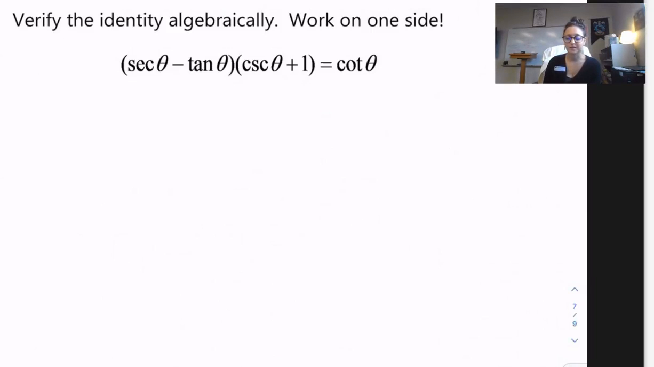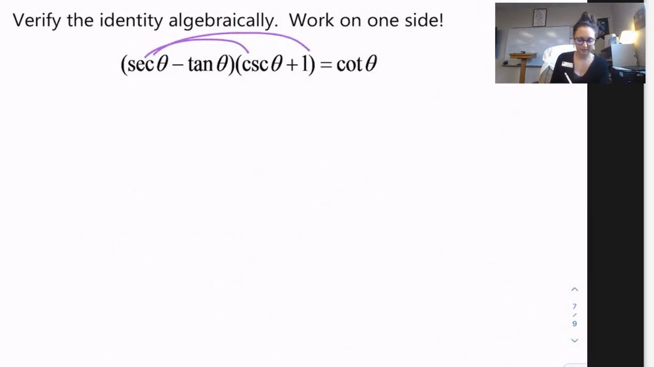When all else fails, there's a couple things we can do. We can actually just go ahead and work with the algebra. For example, in this case, we can go ahead and distribute. Another thing we can do when all else fails is switch everything to sines and cosines, okay? So I think let's try both of those things. So let's work with the algebra first. Let's go ahead and distribute.